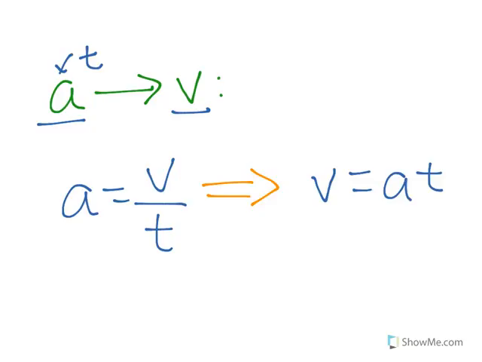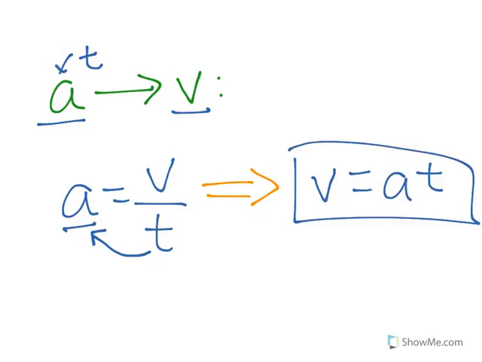Again, we have to do some rearranging. We know that a is equal to the change in velocity divided by the time. So we'll move the t over here, doing some algebra, and we wind up with v equals at. This means that the velocity is equal to the acceleration times the change in time. This is the change in velocity.